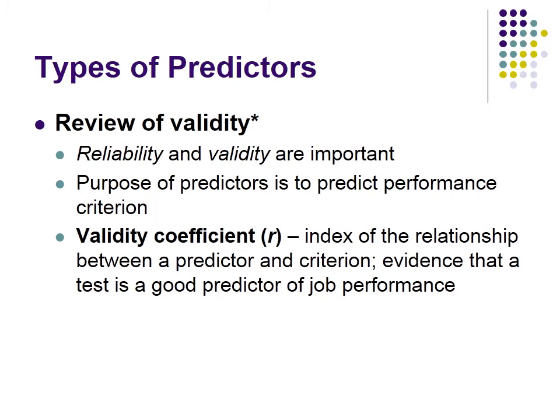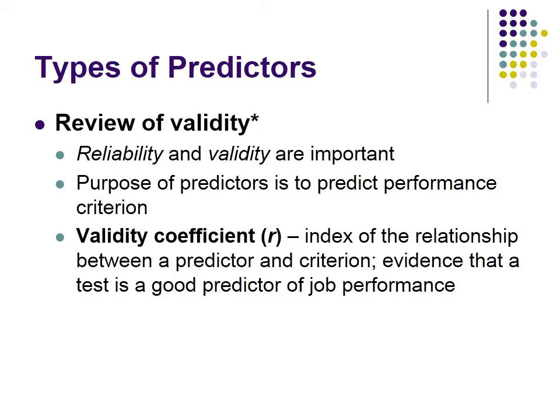So, types of predictors. Again, just a quick review of validity. With each one of these predictors, just like with our measures of performance, we need to make sure that our predictors are being measured reliably. In other words, if a test is saying that someone has high cognitive ability, that same test administered a couple weeks later should give a similar score. And validity, that we're actually measuring what we think we're measuring. So the purpose of these predictors, again, is always to predict performance.